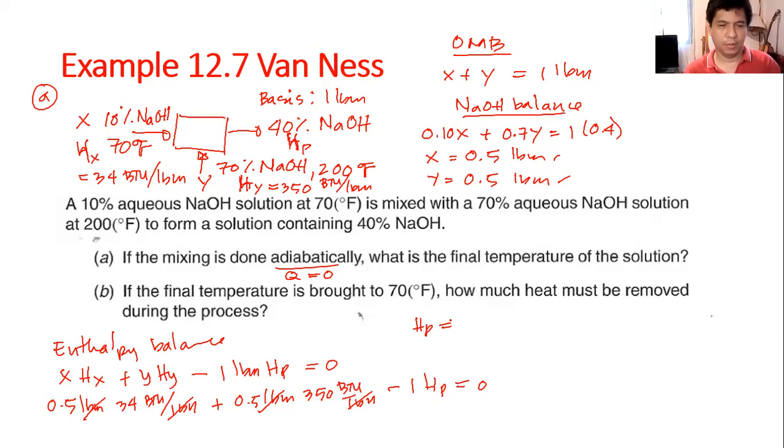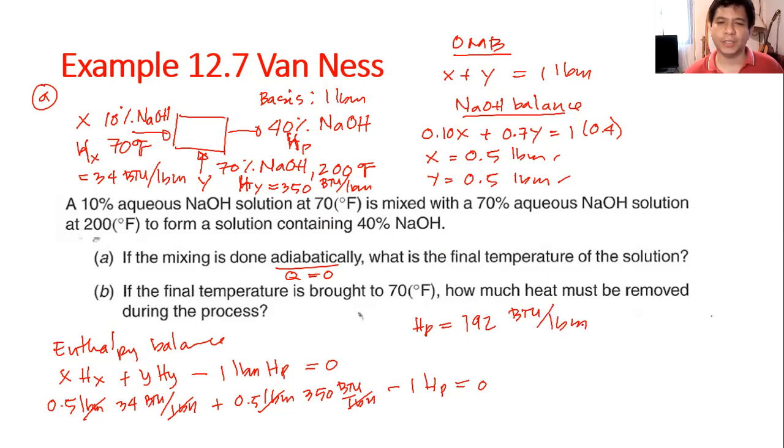So 0.5 times 34 plus 0.5 times 350, then minus HP, and equate that to 0. Do you have any questions? If solved, I'm getting something like 192. So 192 is the enthalpy of the solution, in BTU per pound mass. Question so far?